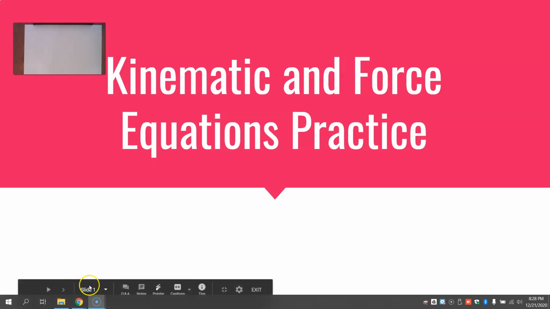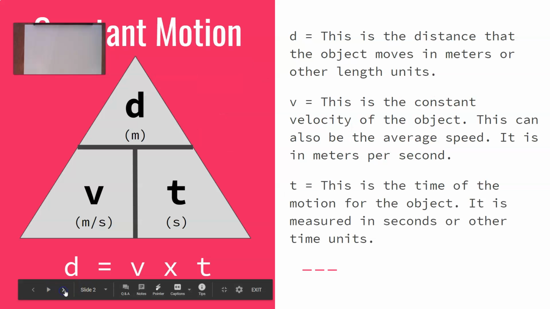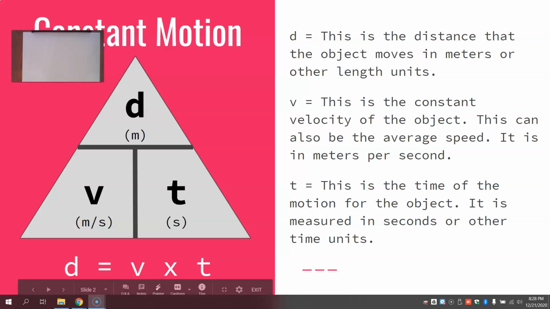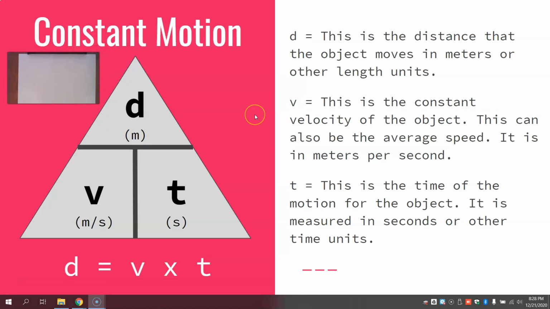Our first slide is on constant motion. Now you notice I've got my paper right here, and what we want to do is take some notes. I would suggest doing this. We'll go ahead and put a triangle down, and we're going to put the letters in here, so D, V, and T.